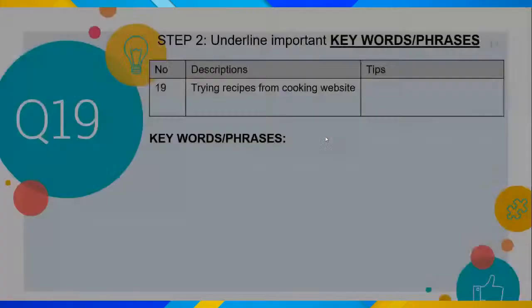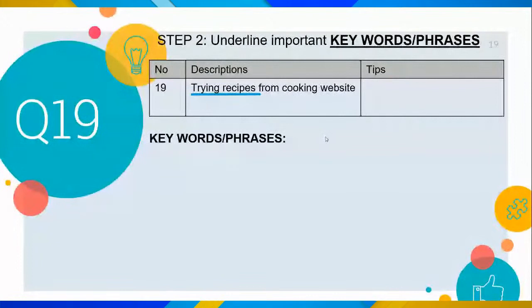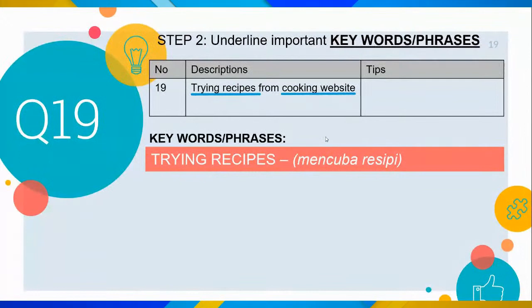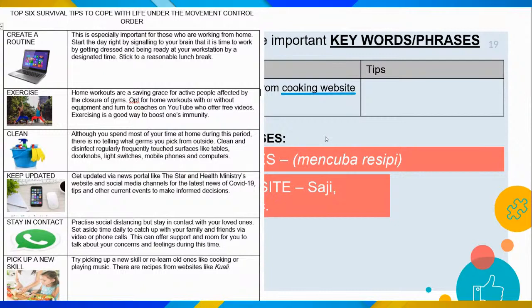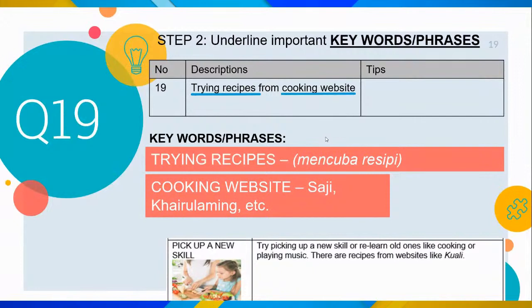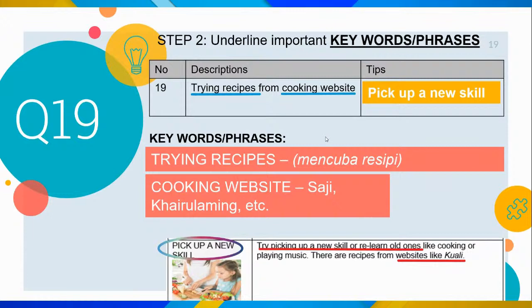Question 19, trying recipes from cooking website. Those are the key phrases. Okay. Trying recipes means mencuba recipe. Question 19 is quite an easy question. And cooking website, it could be Saji, it could be Khairul Aming, anything that you know about cooking website. This one is easy. Which one do you think the answer would be? Right. Okay, the answer would be pick up a new skill. So that is the answer for question 19.